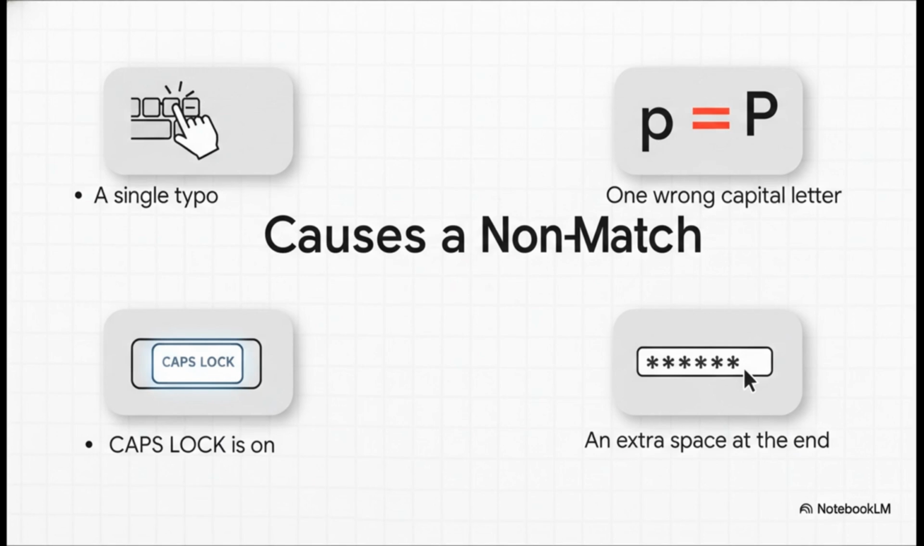And that's why the tiniest little mistake leads to a total failure. A single typo, one wrong capital letter, even an accidental spacebar hit. It doesn't just change your password a little bit. Oh no, it creates a completely different digital fingerprint. So, to the system, password 123 with a capital P and password 123 with a lowercase p might as well be from different planets. They are totally unrelated.